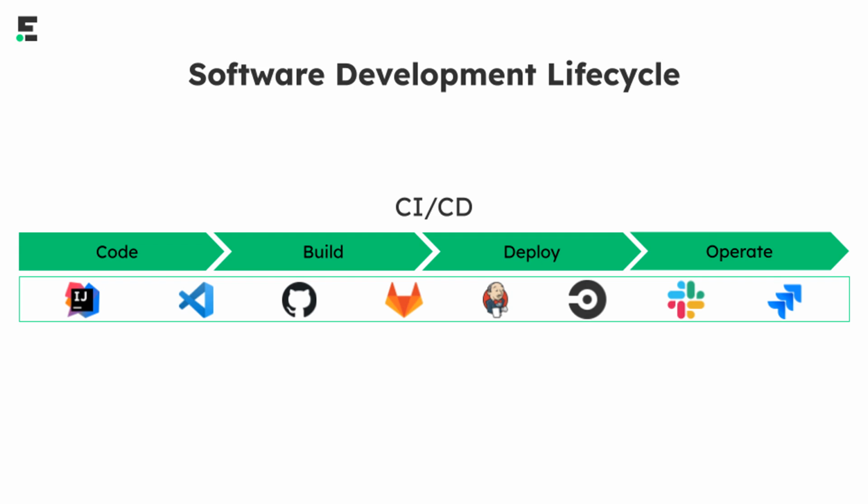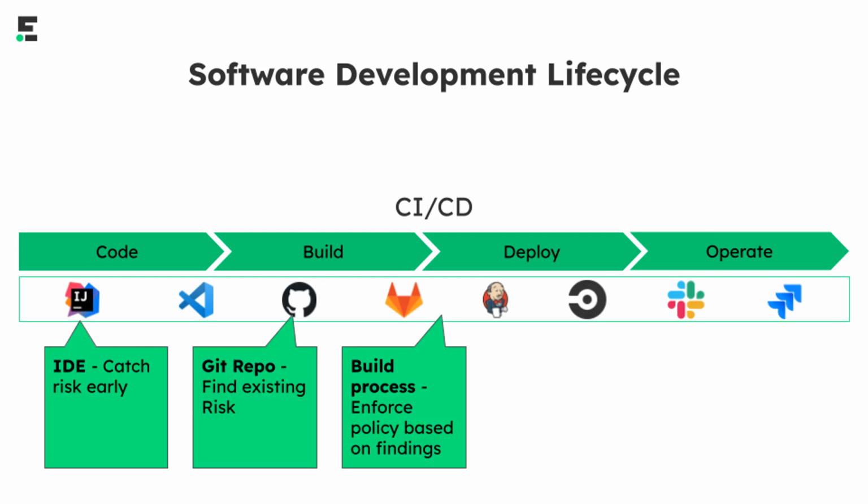Integrating into each part has its benefits. For the IDE, you catch stuff way early. You find that risk way earlier, and it doesn't reach prod because you're addressing that risk super early. In your Git repo, you can address risk within the existing code you have in that part of your SDLC, establishing and surfacing the risk there. And then you have the CI/CD, where you build the application and deploy.